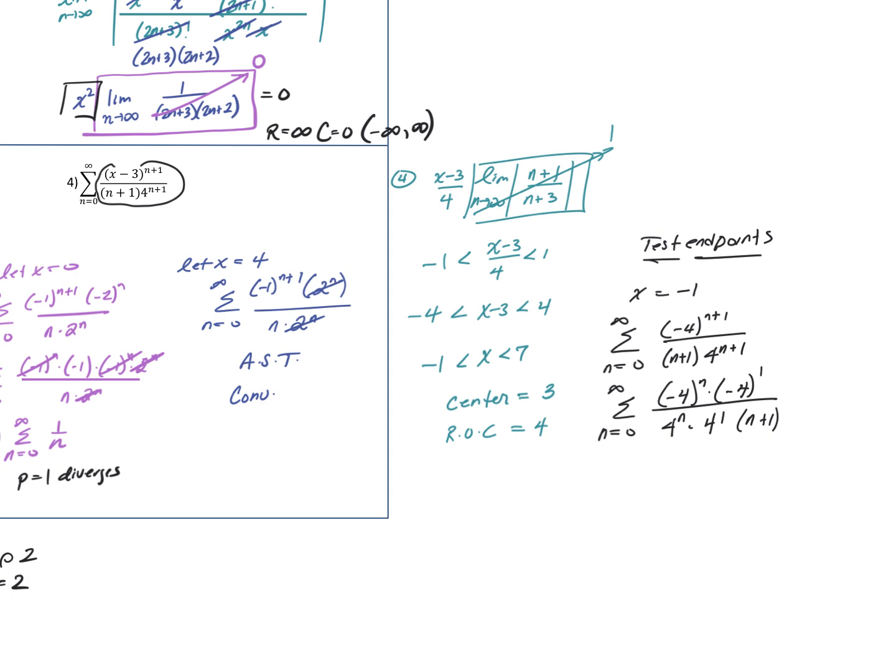So this is an alternating series because even though these cancel, we still get -1 to the nth power. This cancels with this. We can definitely take the negative out, but it's still not going to change the fact that it's an alternating series. This is what makes it alternating. So this is AST. So this converges by AST.